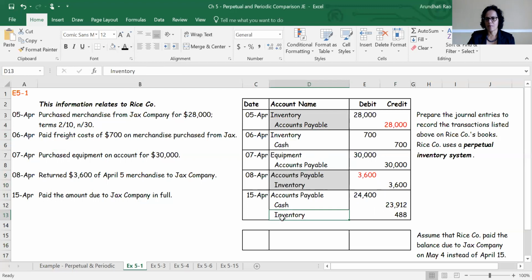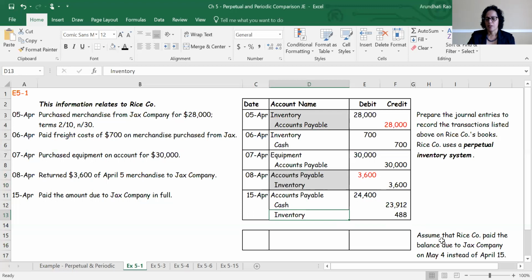I'm not losing any inventory. I'm not giving up inventory. I'm just saying the cost of my inventory has gone down by this $488 because I made use of the 2% discount that I got. Now let's look at the last part of the problem.